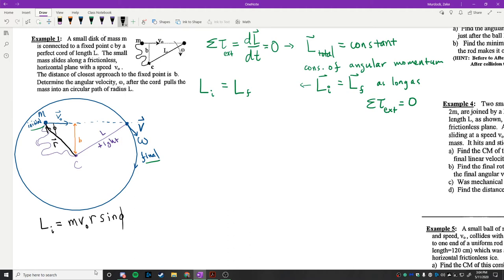Now looking at this picture right here, if b is a perpendicular distance away from the line that the ball is moving on, what is r sine phi equal to? Yep. r sine phi equals b. That means our initial angular momentum in this case is actually just m times initial velocity times b.